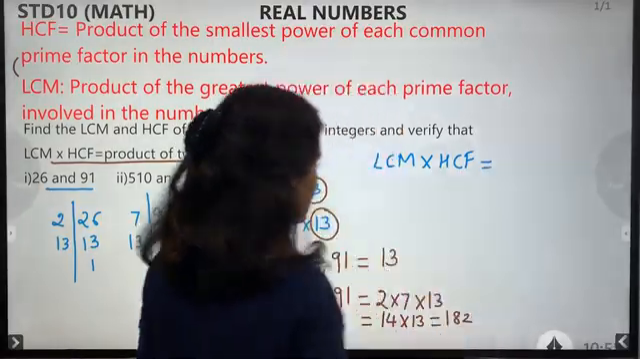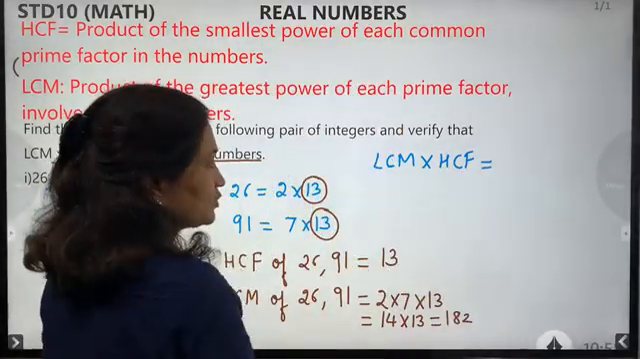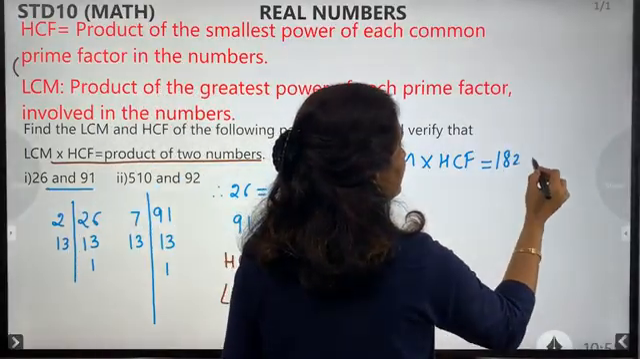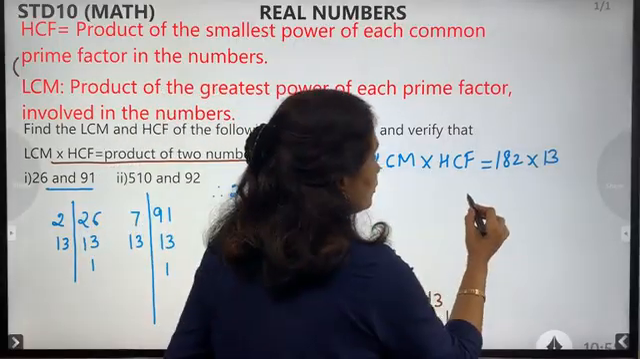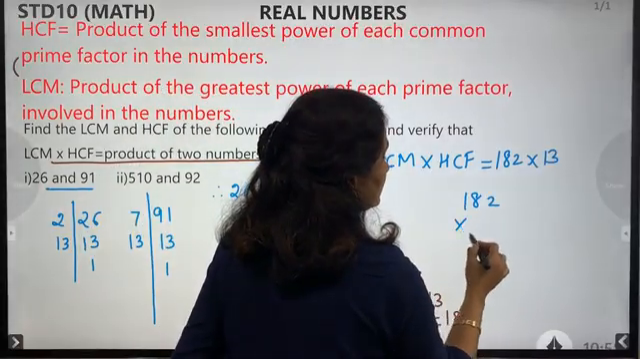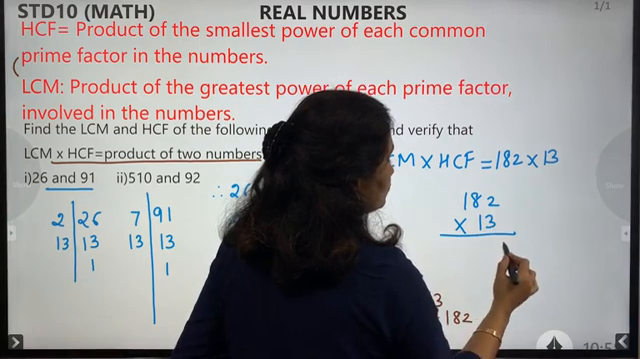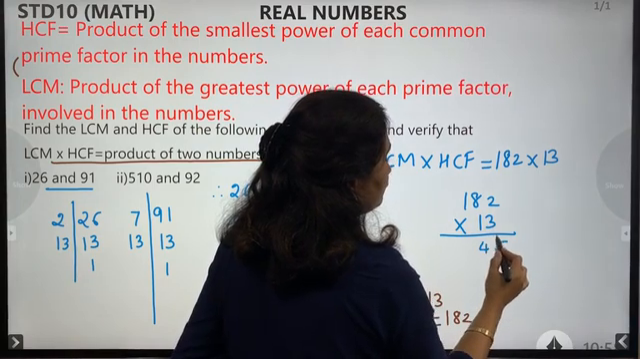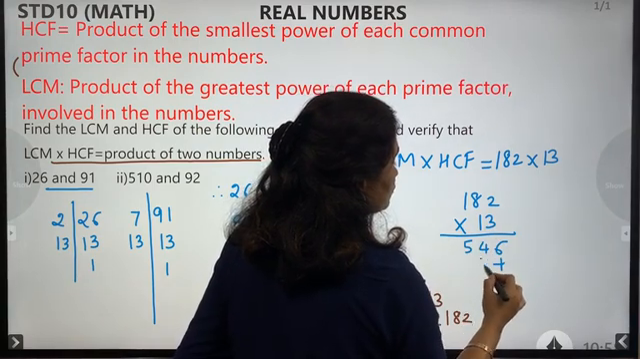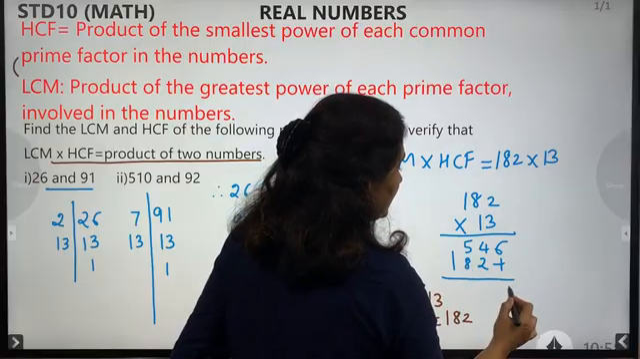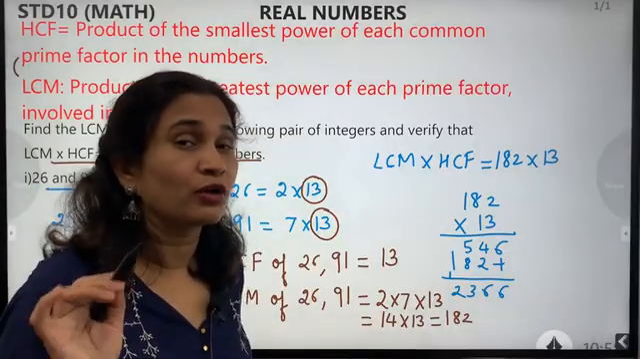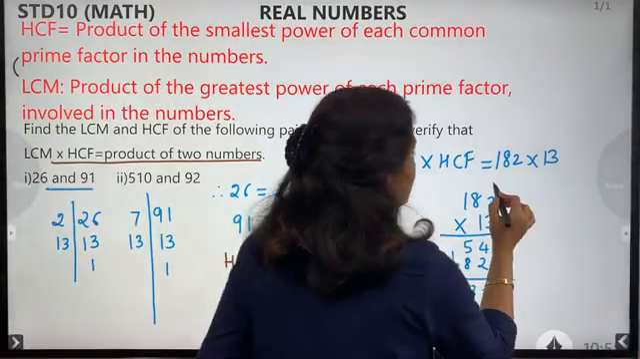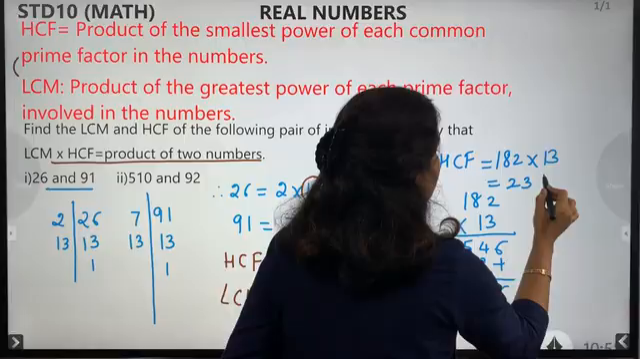How much is LCM, children? LCM is 182 and our HCF was 13. Now, let us see what is their multiplication. So, 182 into 13. 3 2s are 6, 8 3s are 24, 5 plus 2, 8, 1. We are getting 6, 6. So, 2366 is the product of LCM and HCF, which I am going to write over here, 2366.